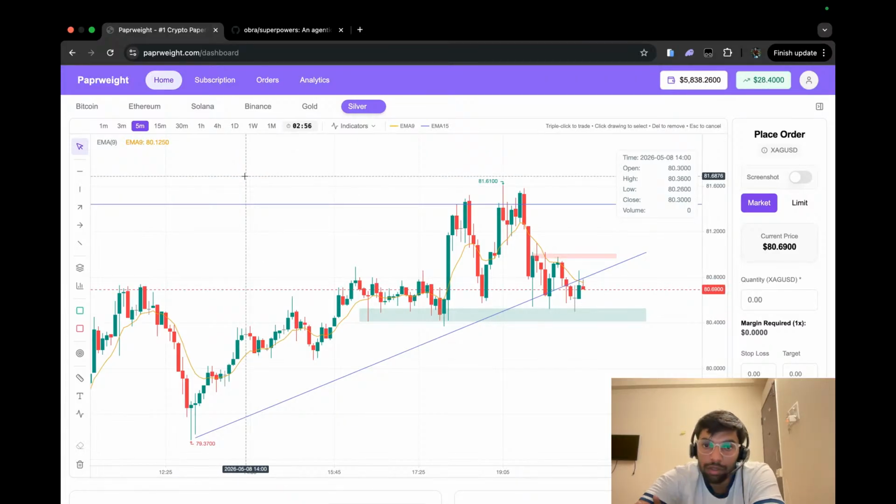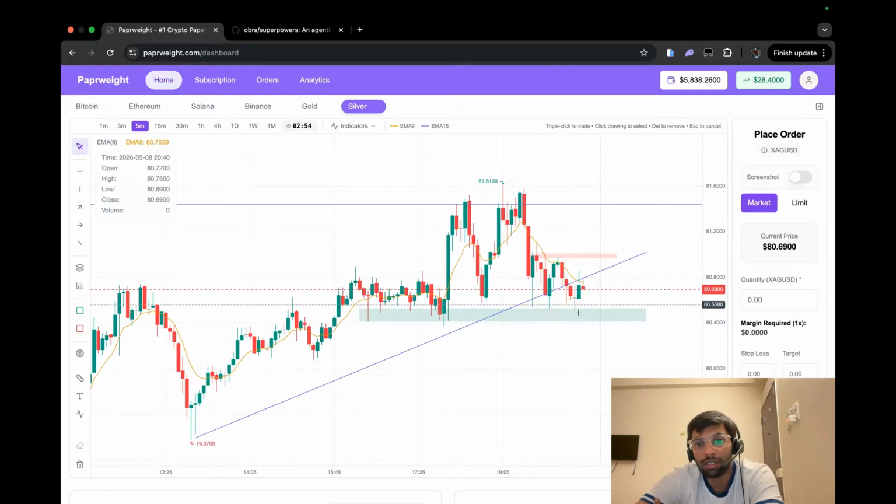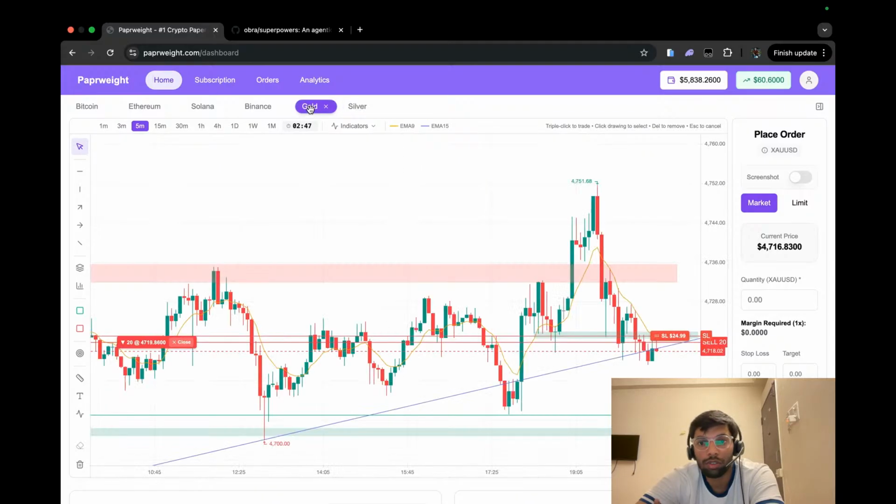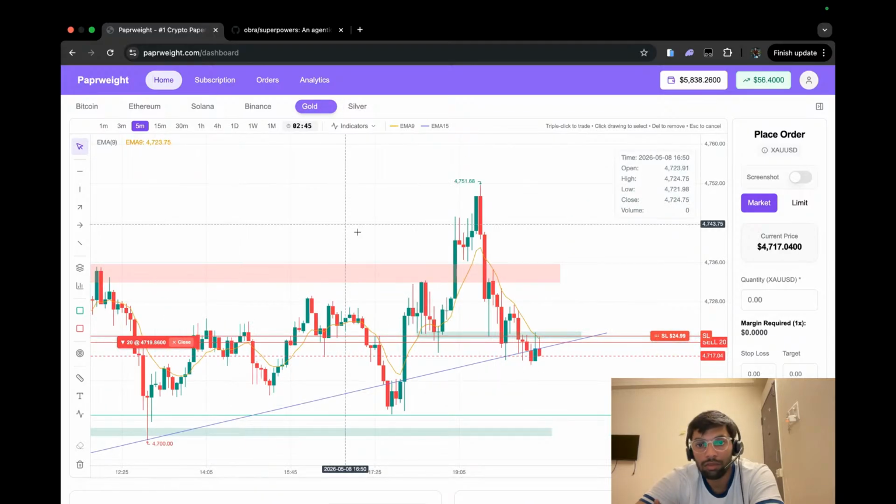It's quite difficult that the market can go in the downward direction since silver is getting support from this buying zone. So for gold, it is also very difficult.